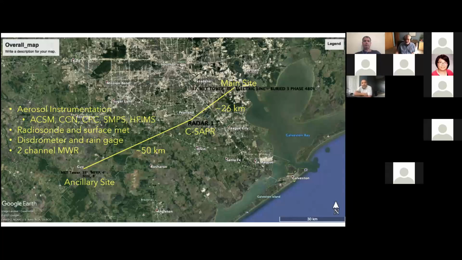And one thing I want to note here, just from this figure, you can tell that the main site is in the urban area. You see a lot of human footprint there, while the ancillary site is actually in a rural area in this case. As you can see, the contrast between the two sites in terms of aerosols, right? All right, next slide.